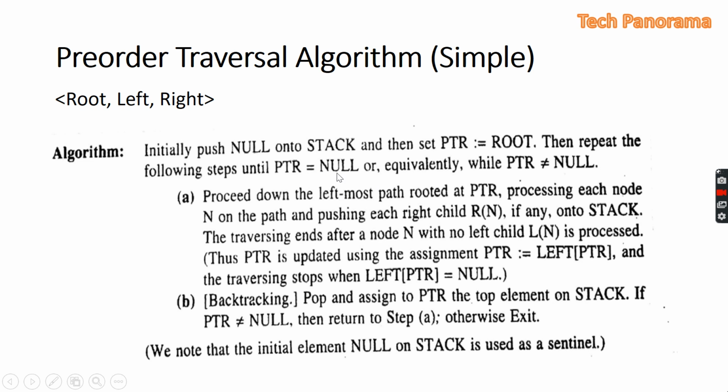null. We keep moving until our ptr is null. As the ptr is equal to null, it will stop the procedure. The value null is used as a sentinel that will be pushed into the stack.